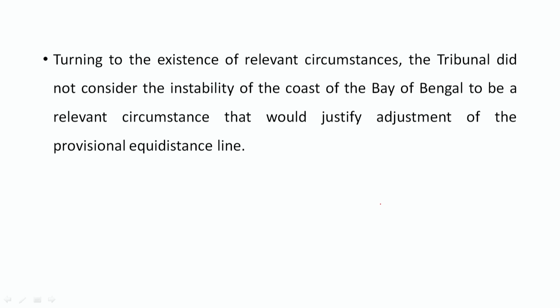Now, I would like to discuss two things here. One is the provisional equidistance line. A provisional equidistance line is drawn between the parties where the matter is still under adjudication, and the parties have agreed that this can be the arrangement until the matter has been finally resolved. So that becomes the provisional equidistance line. Many times it becomes the final line of demarcation between the two states, but it may differ in certain cases if the findings are different.